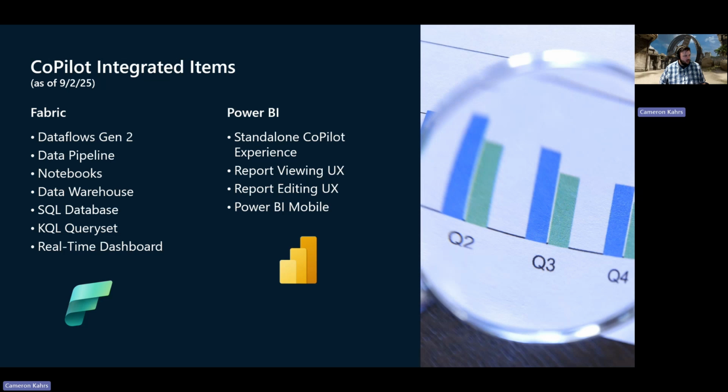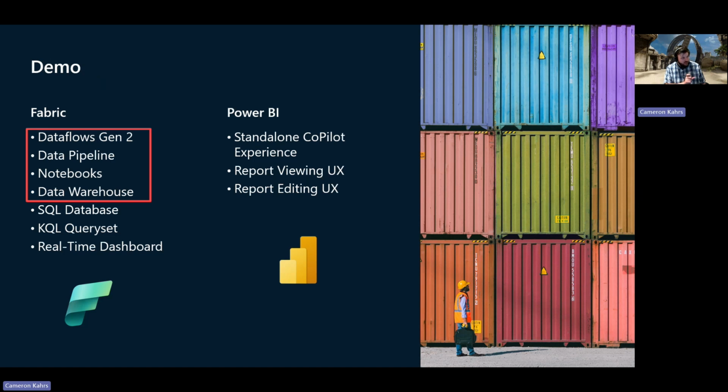So as of September 2nd here in 2025, the Copilot integrated items are the Dataflow Gen 2, data pipeline, notebooks, the data warehouse, the SQL database, the KQL query set, and the real-time dashboard. In Power BI, we have the standalone Copilot experience. We have the Copilot experience for report viewers, the Copilot experience for report editors, and Power BI Mobile. So for this specific demo, we're just going to look at data flows Gen 2, data pipeline, notebooks, and data warehouse. So let me flip over to the demo here.